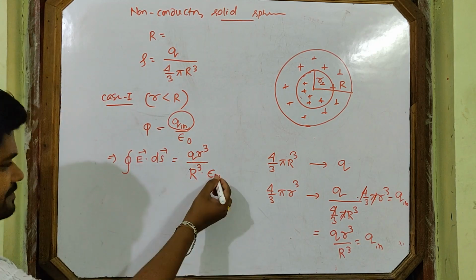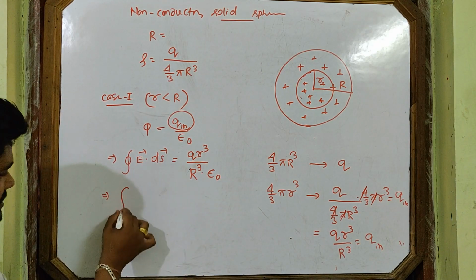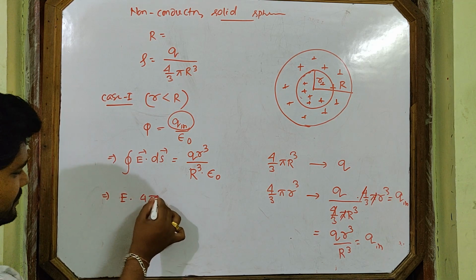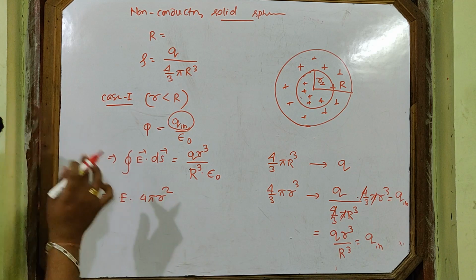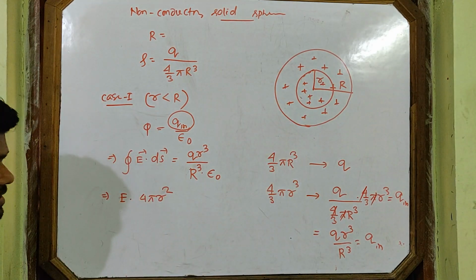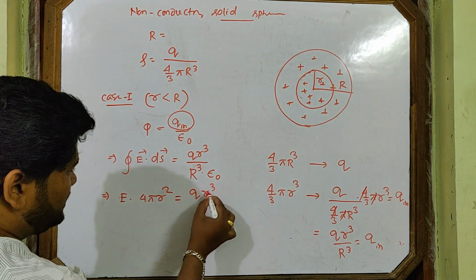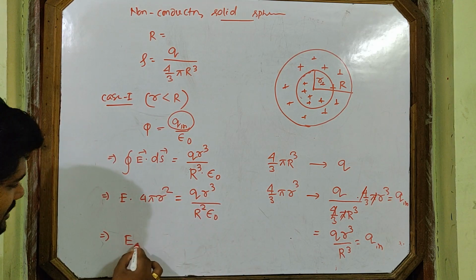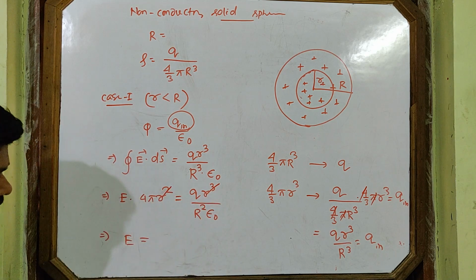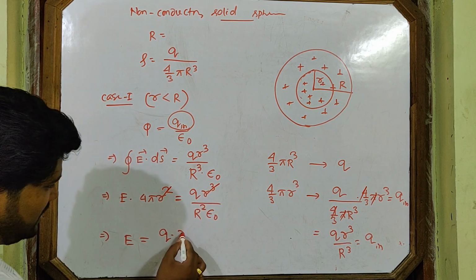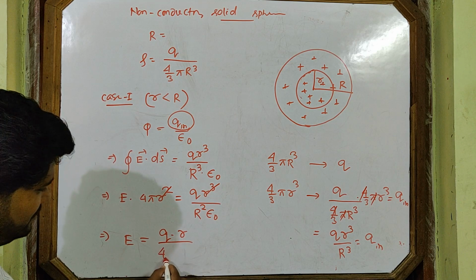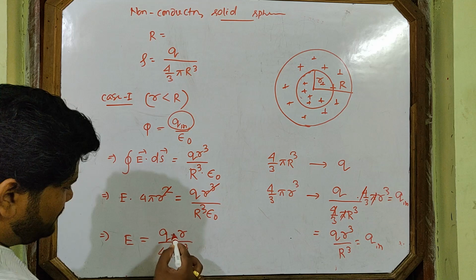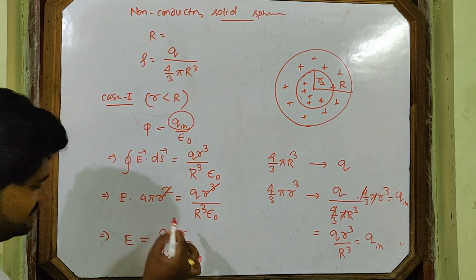So you put Q r cube by R cube, then epsilon naught is there. The angle is 0 and the intensity is directed outside. So this is E into 4 pi small r square, because the integration is done over the Gaussian surface, equal to Q r cube by R cube epsilon naught. So E is equal to Q r cube by R cube, r square cancels, so one r remains, over 4 pi capital R cube epsilon naught.